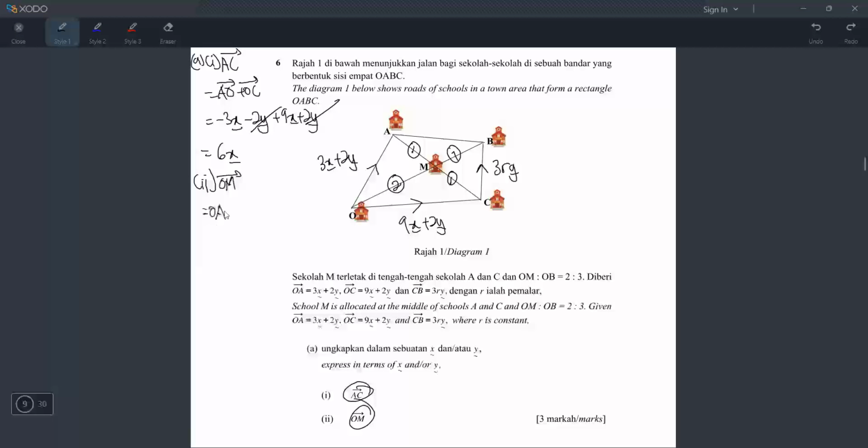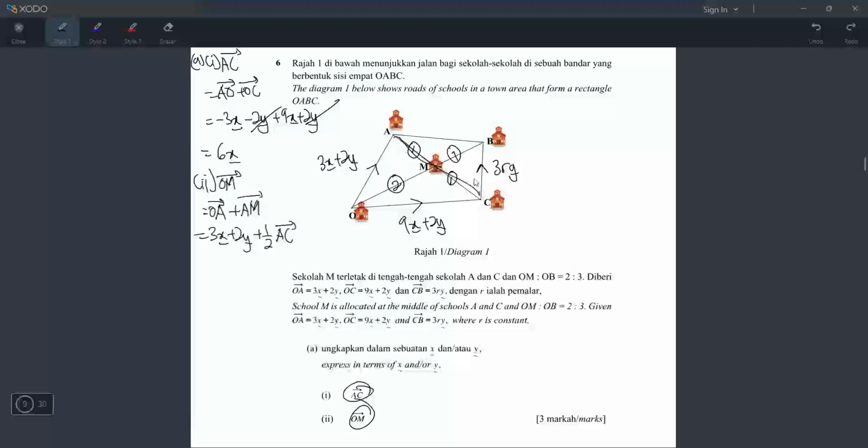So let's go OA plus AM. So what is OA? OA is 3x plus 2y. So we write it down. And then AM. Okay, A to M I don't have, but I have the ratio. So A to M is actually half of A to C.